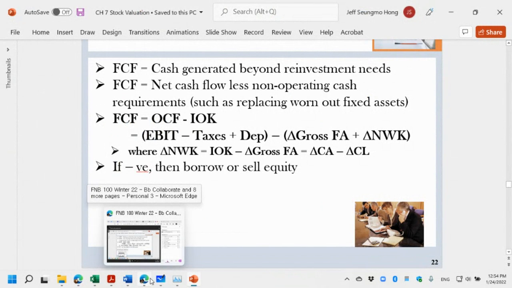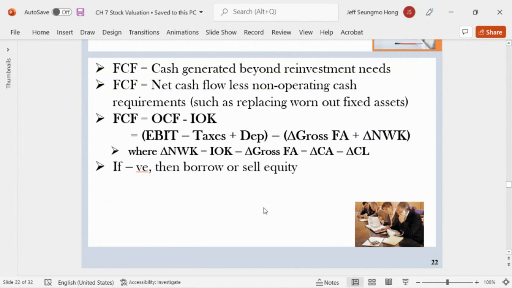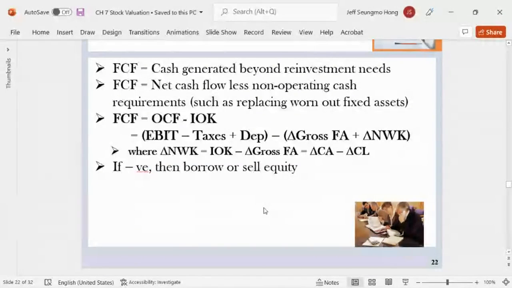So depreciation is actually what they call a non-cash outlay. What does that mean? No cash was actually spent during that period. But it is entered as an expense. So during that period, that much cash is preserved.